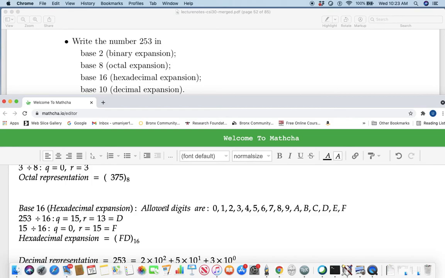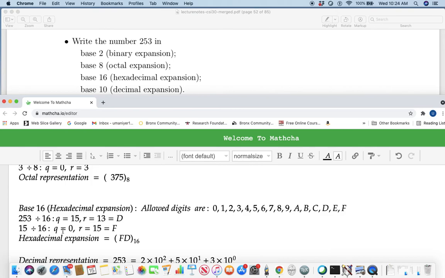In base 16, your allowed digits are 0 through F. Remember that? Because your allowed digits are less than 16, starting from 0 until 15. So that's a 10, 11, 12, 13, 14, 15. Take your 253, divide by 16. Quotient is 15. Remainder is 13. 13 is D. Take your quotient, that's your new dividend, divided by 16.